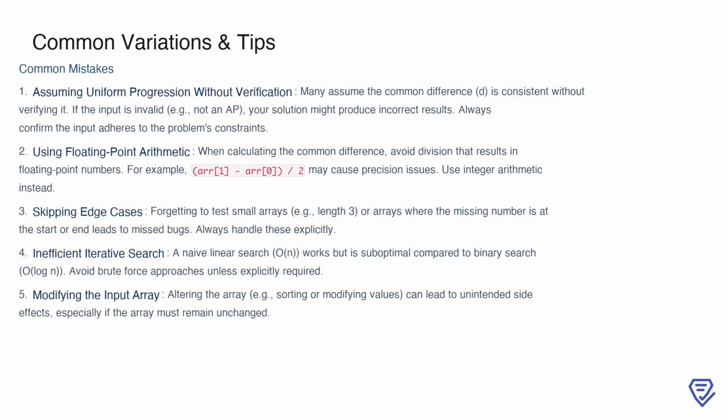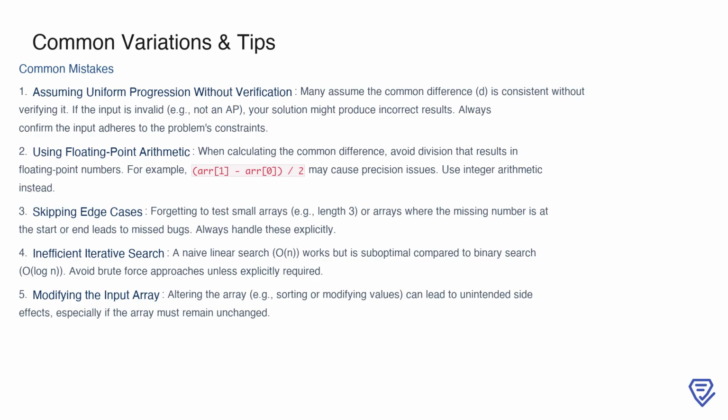Another issue arises with floating point arithmetic when calculating the common difference. For example, dividing by 2 to get the difference can introduce precision errors in some cases. Stick to integer arithmetic to avoid this. Additionally, skipping edge cases is a frequent oversight. Small arrays with only 3 elements or cases where the missing number is at the start or end of the sequence need to be explicitly handled.